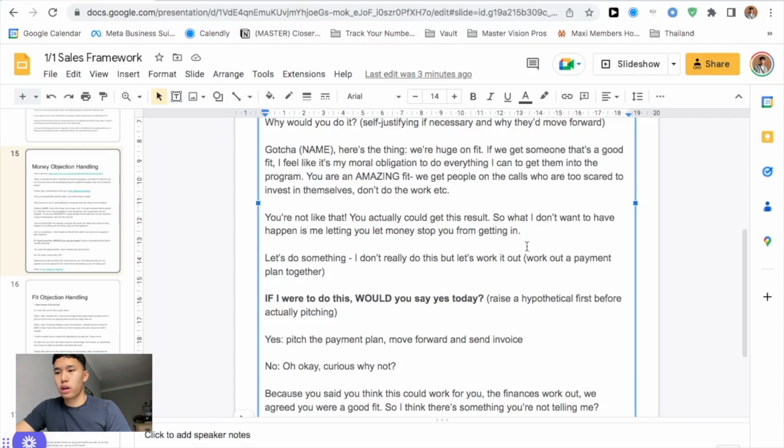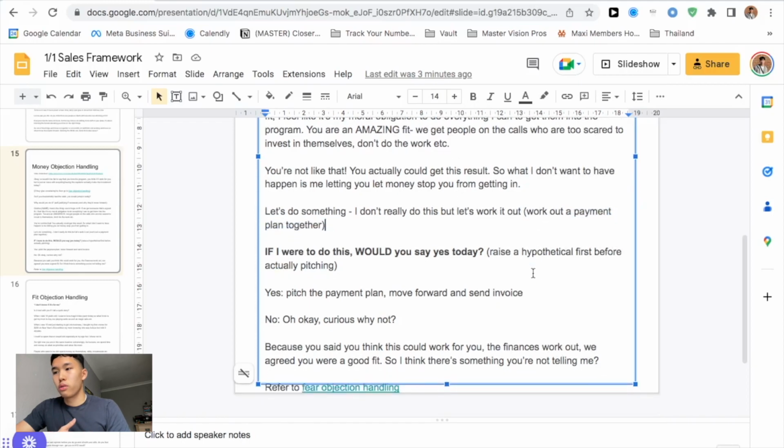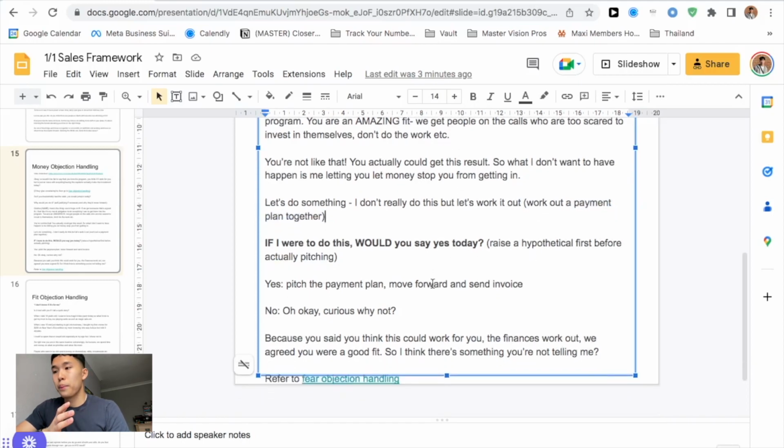And then this is where you work out some sort of payment plan, or some split payment, doesn't matter. So you're there, same side of the table, working it out. Okay, what's your expenses? What's your income? How much is in the savings, etc. Provided you've built enough rapport, they'd be comfortable telling you this. So you work it out, and then you just be like, look, dude, if I were to do this, would you say yes today?